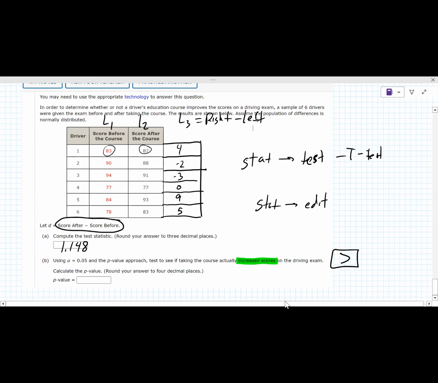And for your p-value, make sure you change that to a greater than. It should be 0.1514.